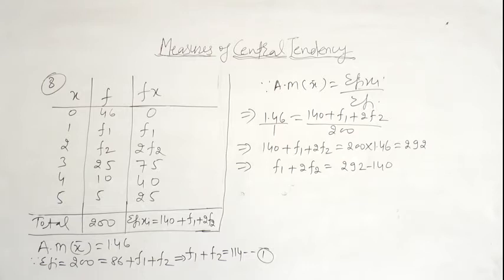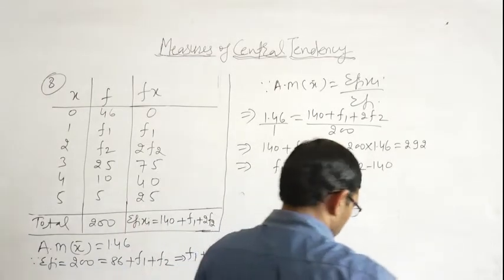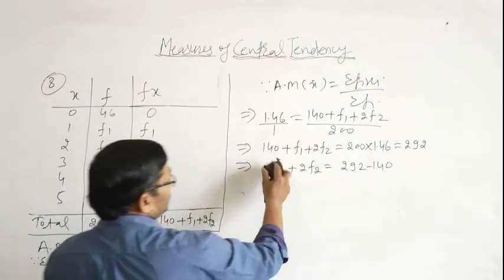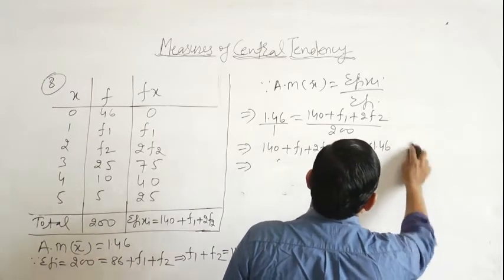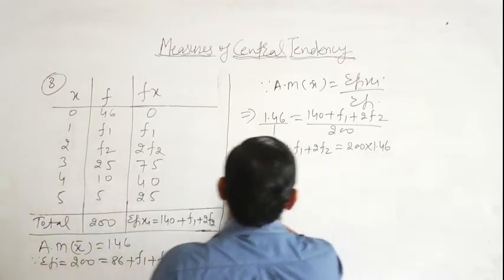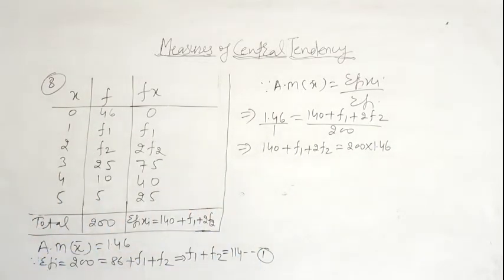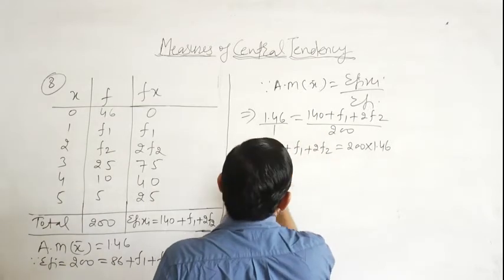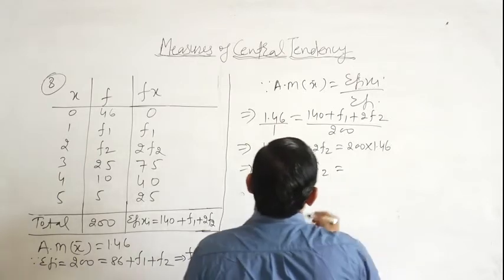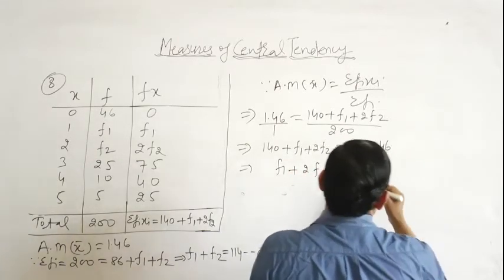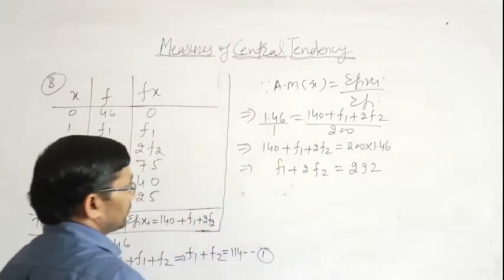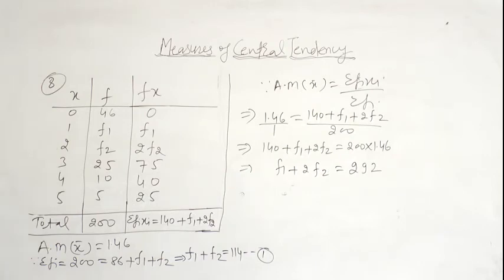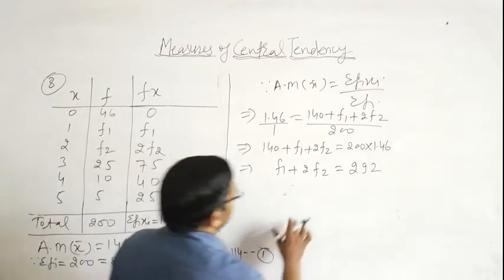Let me check: 140 plus f1 plus 2f2, by cross multiplying, then f1 plus 2f2 is equal to 292 after subtracting. This is equation first, and this is equation 2.